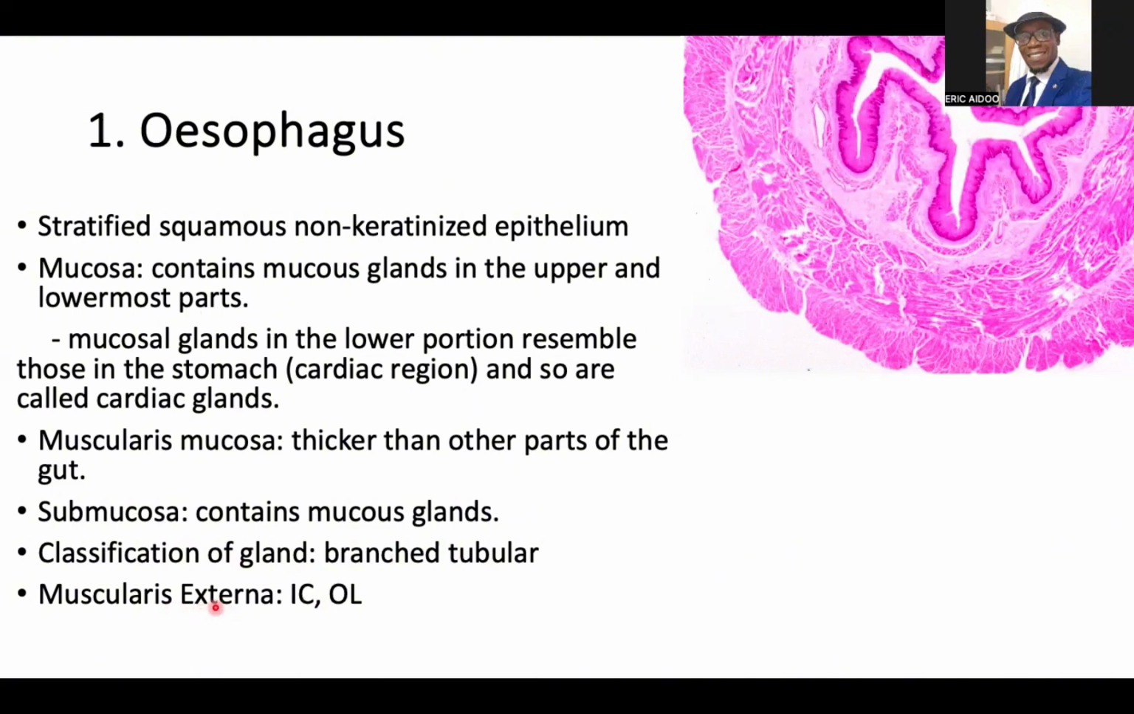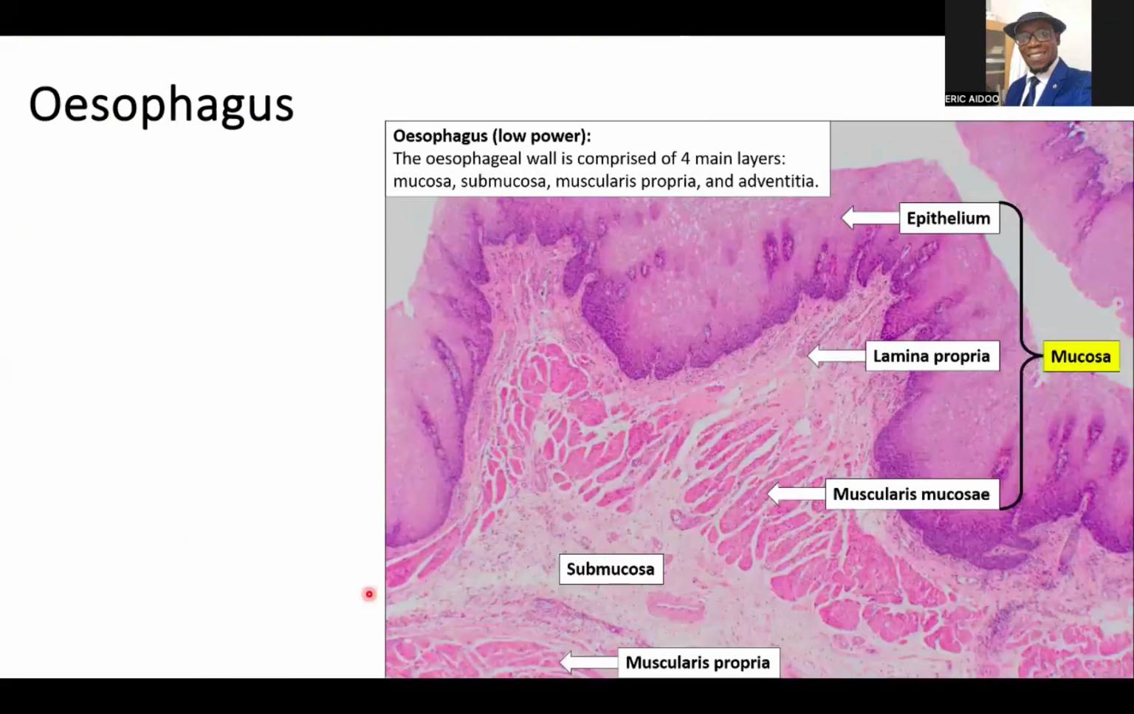And the muscularis externa is made up of the inner circular and then the outer longitudinal. So under a low power, this is how the esophagus is going to look like with this micrograph. The esophageal wall is comprised of four main layers: mucosa, submucosa, muscularis propria or externa, and then adventitia. So that is the section for the epithelium. Then that is the lamina propria, and then that is the muscularis mucosa, the three forming the mucosa.